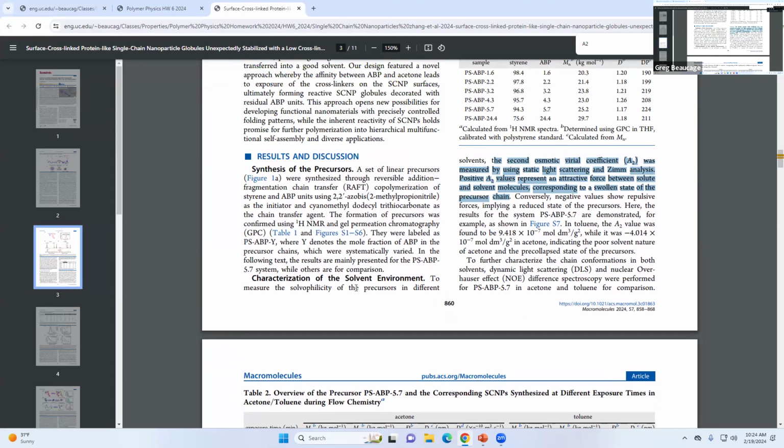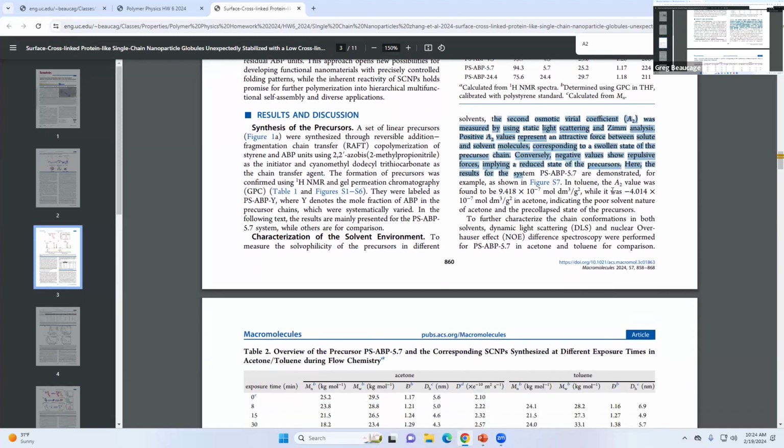Anyway, what is this used to measure? The solvent philicity. So if A2 is positive, that means that it's a dispersion. When A2 is negative, it's not soluble in it. So he measures A2 and he finds out that it's not soluble for polystyrene in acetone or something. He's got a positive and a negative. Negative means it's immiscible. Positive means it's miscible.